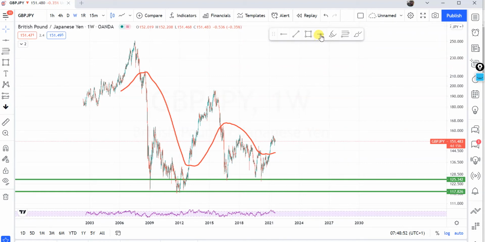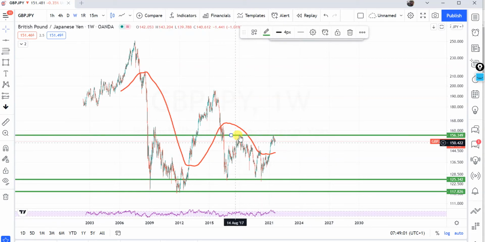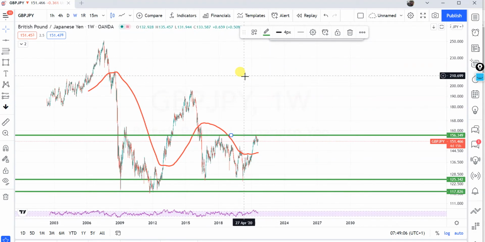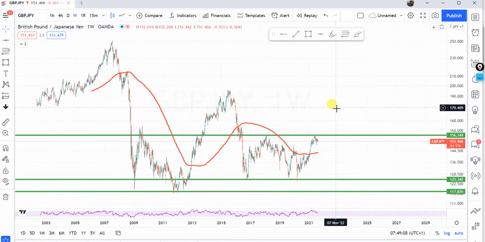Okay, so I pick again. I can connect these two highs together. This is more like a double top. So I suspect this market to go down on this level. Okay, the other place you can actually connect with.